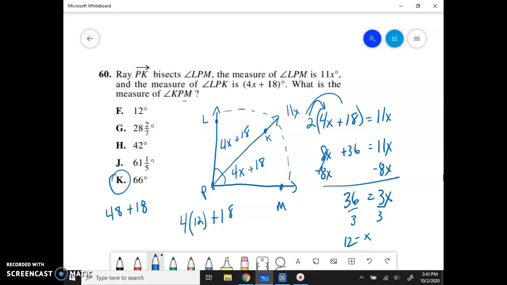So, pretty tough question here. You've got to remember what bisect is. But I just want to show you this was something that we did last week. So I just wanted to show you an ACT style question that you might see.